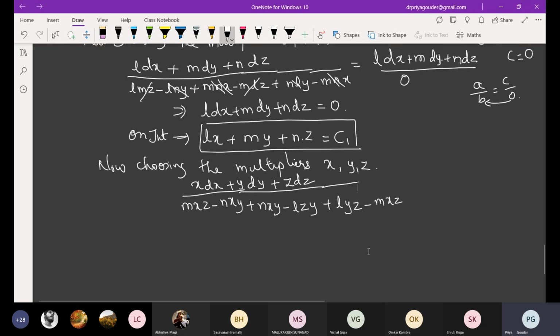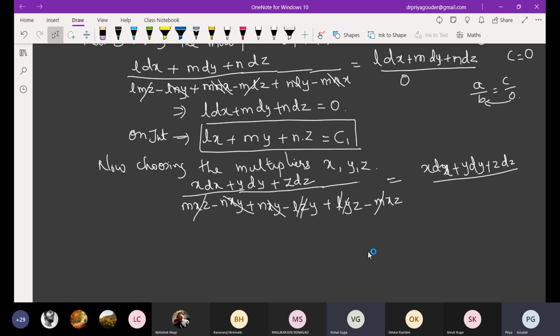See what happens in the denominator. All terms get cancelled. Confirm. Isn't it, all terms in the denominator get cancelled? So what remains is 0. Again, what can you say from this relation? What is the next step? The value of x dx plus y dy plus z dz equal to 0. So what is the next? What has to be applied for this?